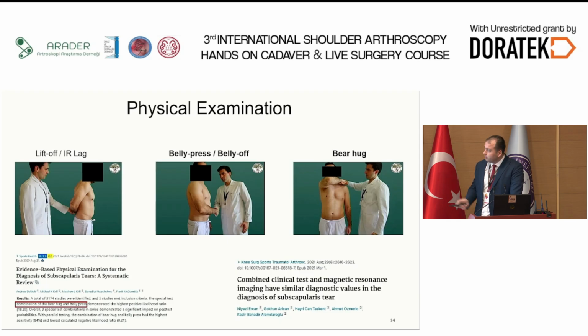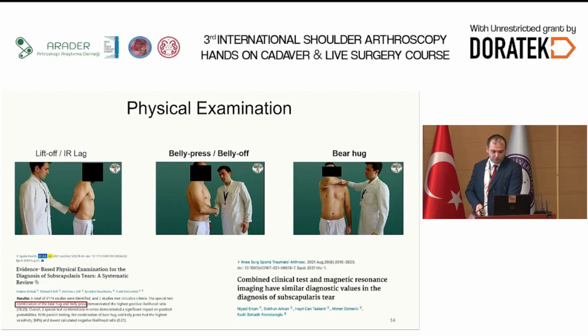We use the belly press test, the middle one, more commonly these days. The patient presses on the abdomen against resistance, and the belly off test has a similar mechanism to the internal rotation lag test. Bear hug test, the right one: the patient presses on the contralateral shoulder, and while the arm is elevated to 90 degrees, he or she should remain in this position.